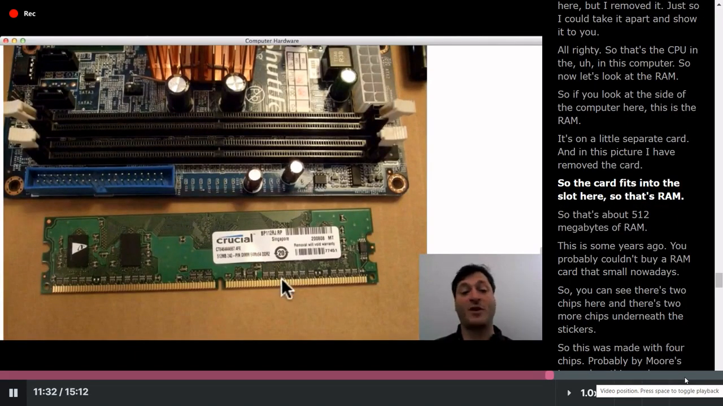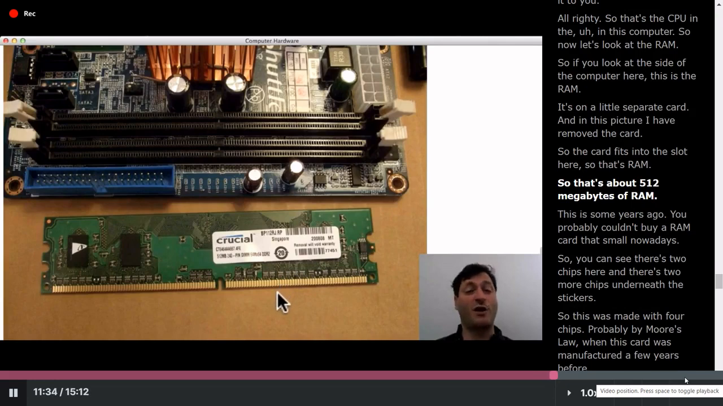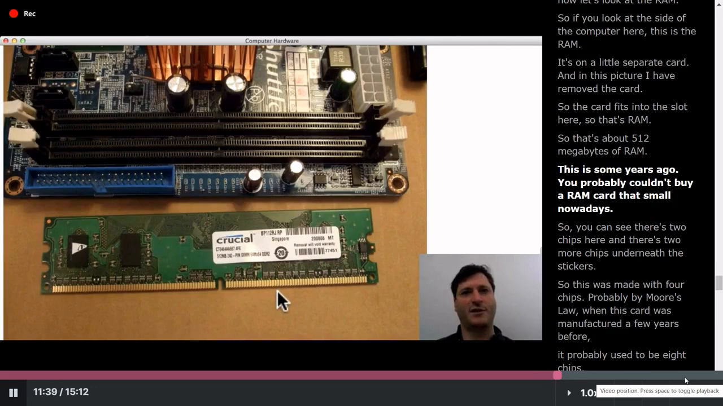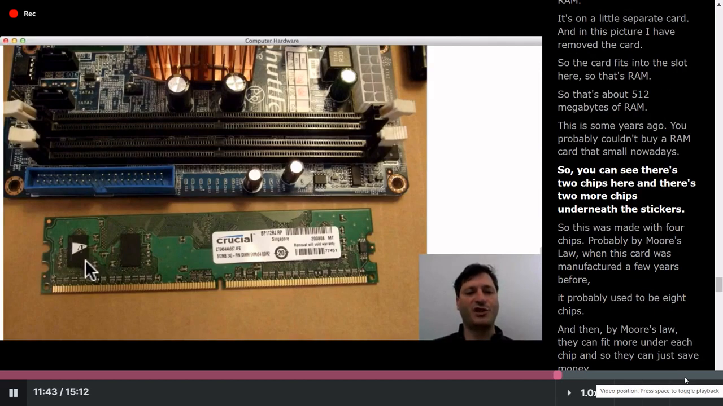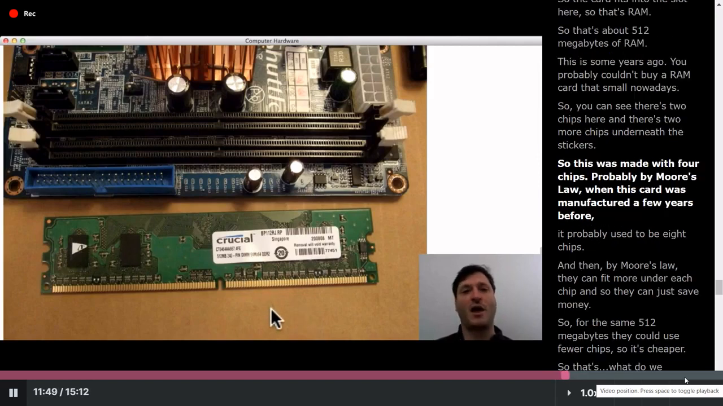So that's RAM. That's 512 megabytes of RAM. This is some years ago. You probably couldn't buy a RAM card that small nowadays. You can see there's 2 chips here, and then there's 2 more chips underneath the stickers. So this was made with 4 chips.